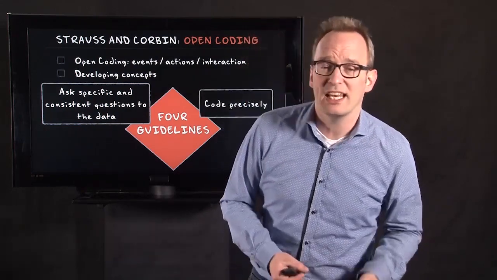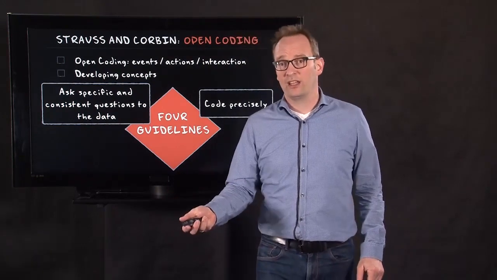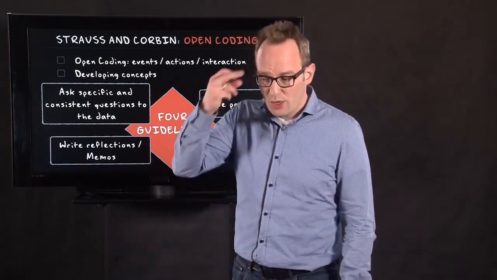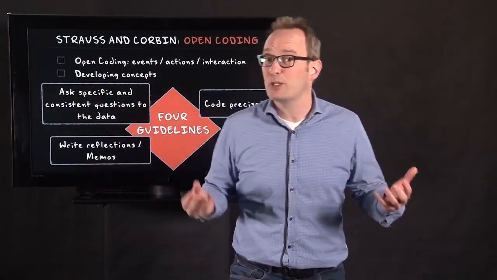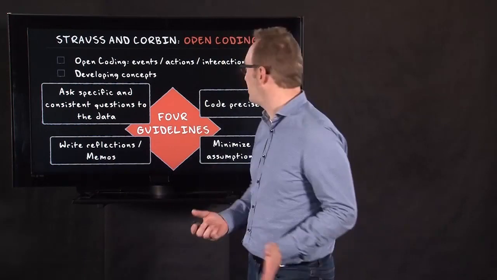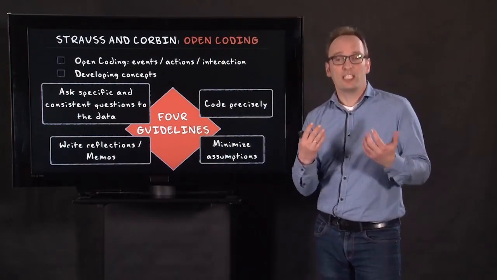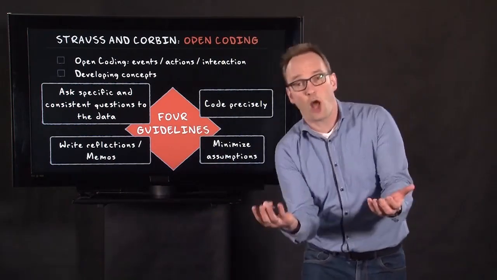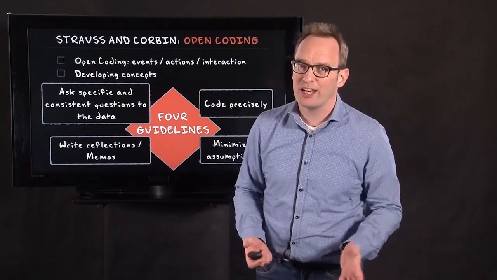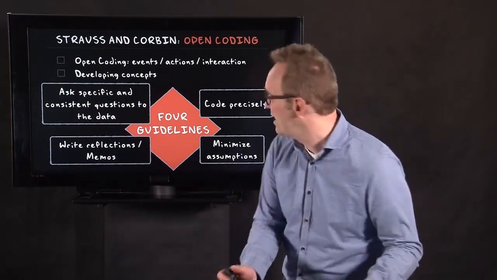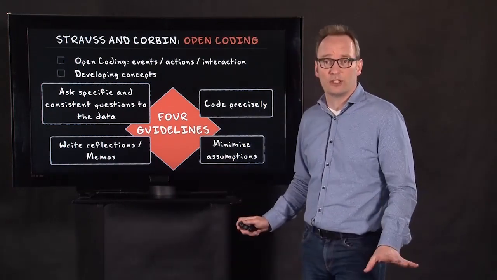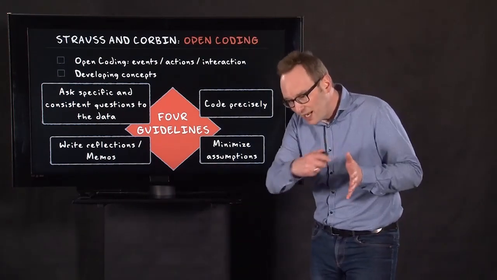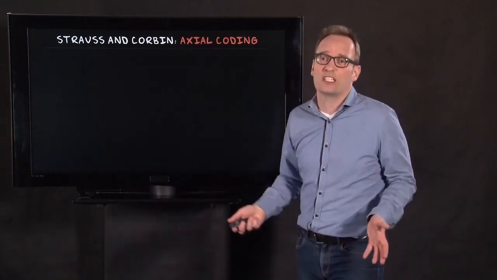The second guideline is you have to be precise while coding. The third guideline is you have to write. You have to think about what you're doing. You have to think about the process you're in. And the fourth is you have to minimize your own assumptions. So you try to be as open as possible. Open-minded does not mean empty-headed, but you try to minimize your assumptions. When you did all this coding, you reach a certain point where you have so many open codes, and you need to organize them.